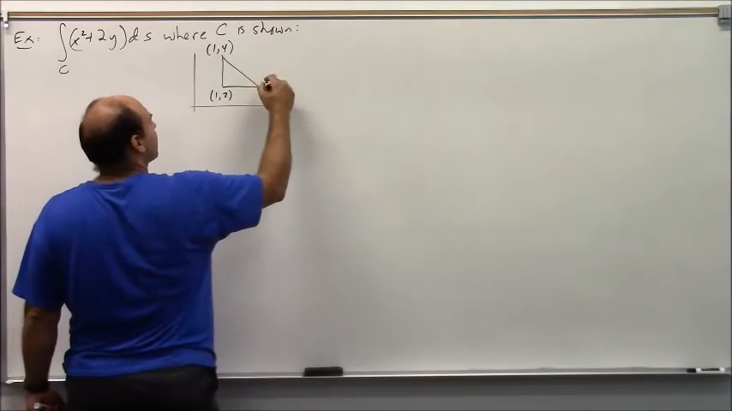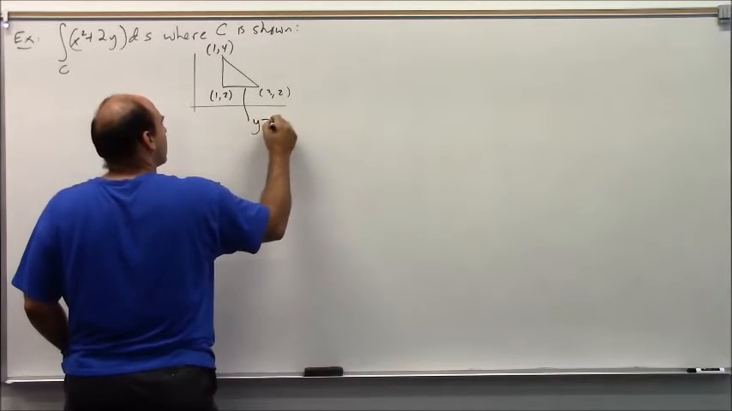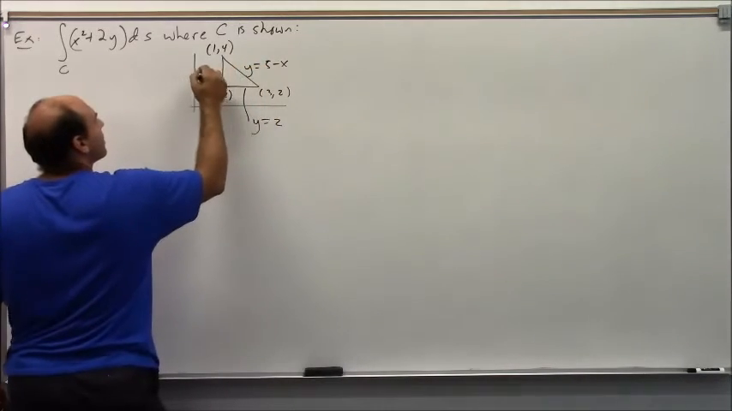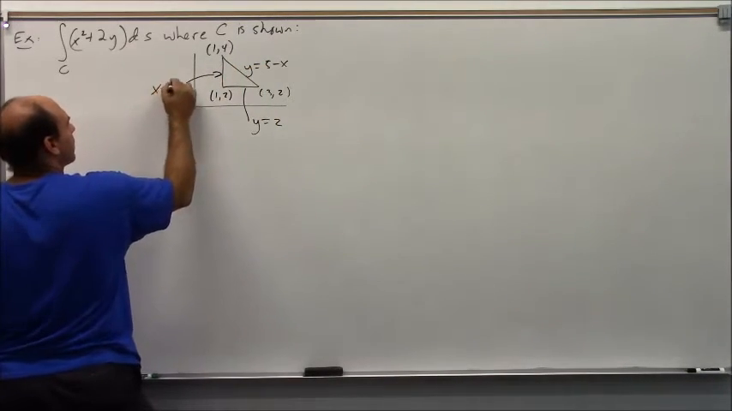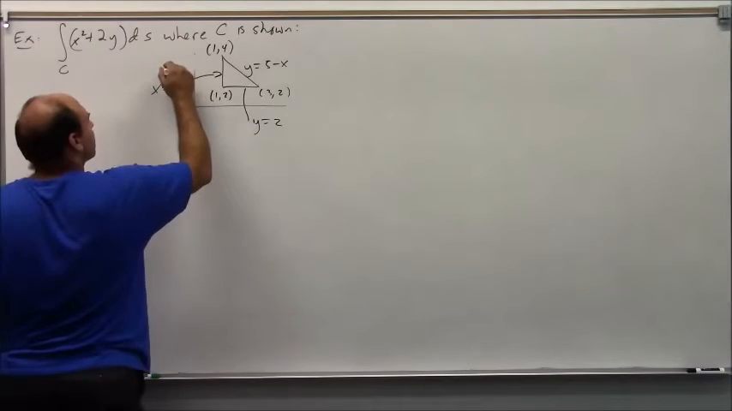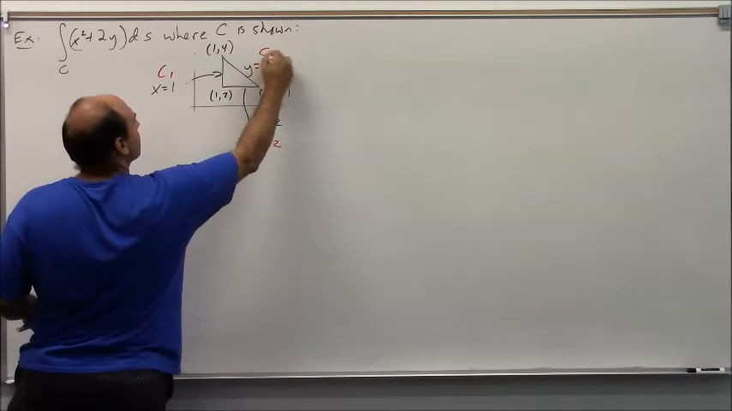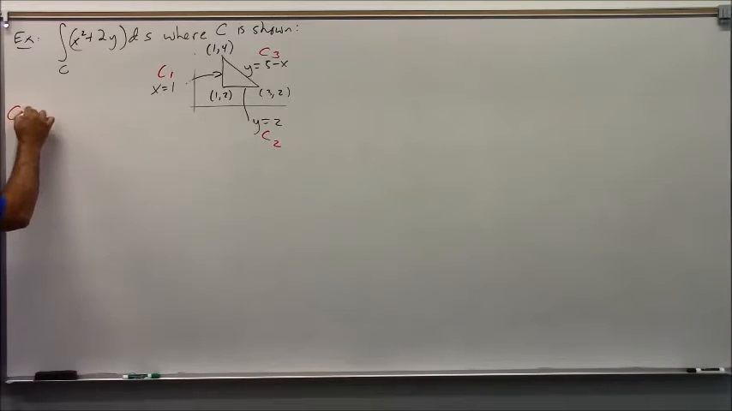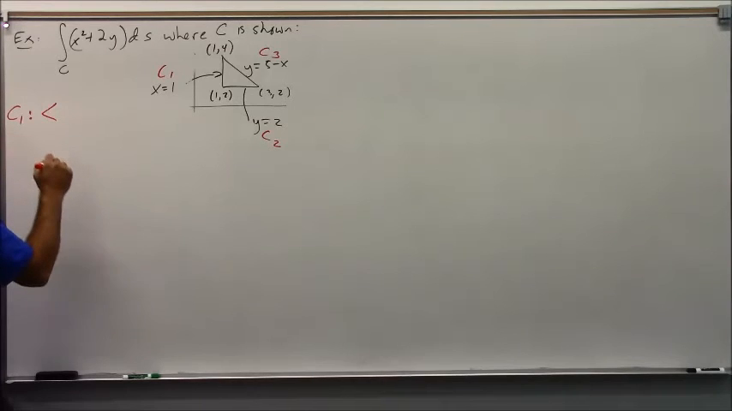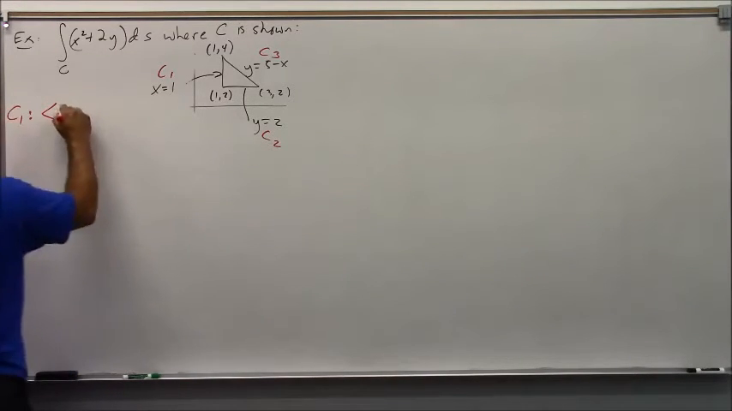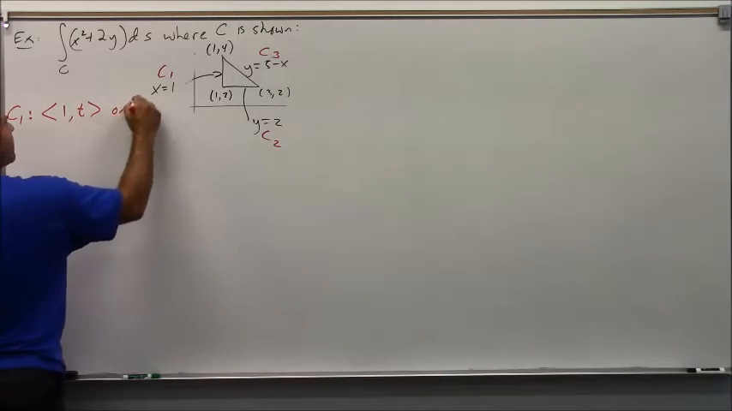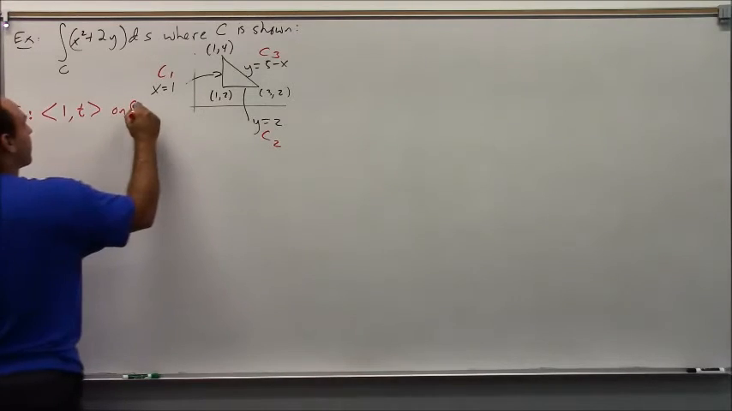So this bottom piece here is the line y equals 2. Here's the line y equals 5 minus x. And here's the line x equals 1. I need to parameterize each one of those. Let me mark those as C1, C2, and C3. So to parameterize C1, let's see, C1 is the vertical one here. So x is 1, and y is just y, but I'll let it be t. And then I need the interval. t will range from 2 to 4.